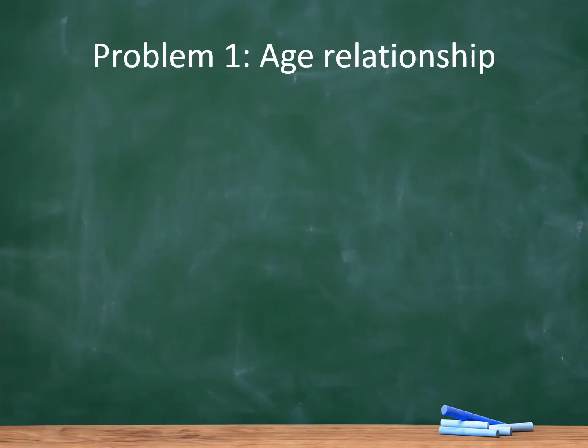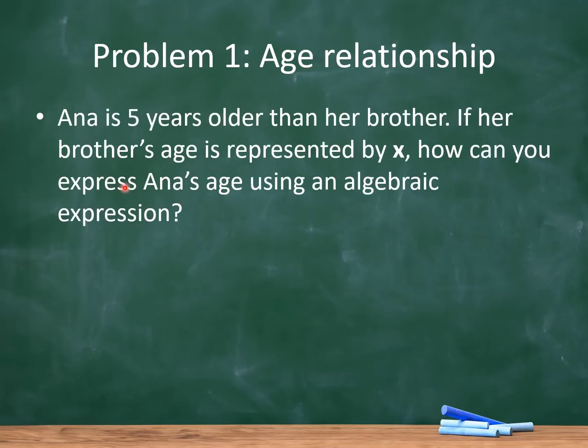Now let's go back to problem number 1. Anna is 5 years older than her brother. Now we do not know what is the age of her brother. So we will use a variable x to represent that quantity. Now how do we show 5 years older? The word older gives us an idea that we will have to use addition. So how will we show 5 years older?